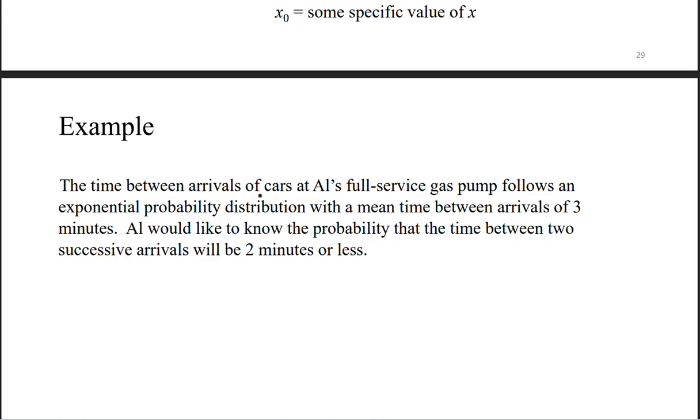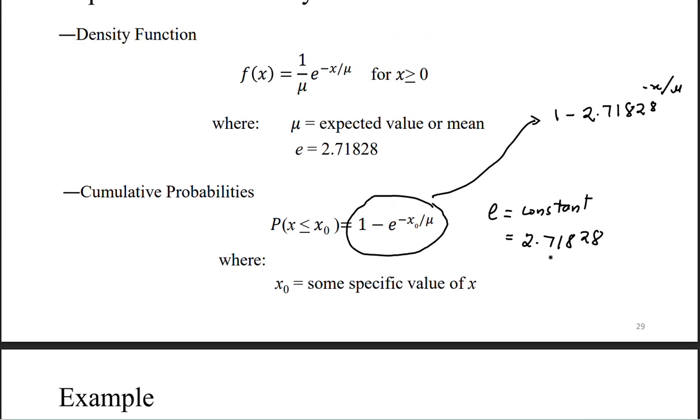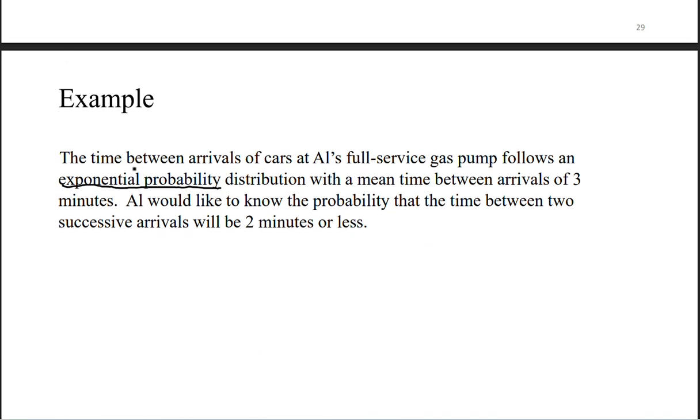So the time between arrivals of cars at Al's full service gas pump follows, again, take a look, an exponential distribution. So we tell you the kind of probability distribution we're looking at. Here is an exponential probability distribution, and so that tells you this is the formula for finding the probability. It follows an exponential distribution with the mean time between arrivals of cars to be 3 minutes. Al would like to know the probability that the time between two successive arrivals will be 2 minutes or less.